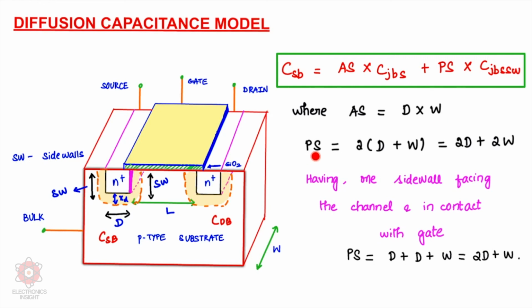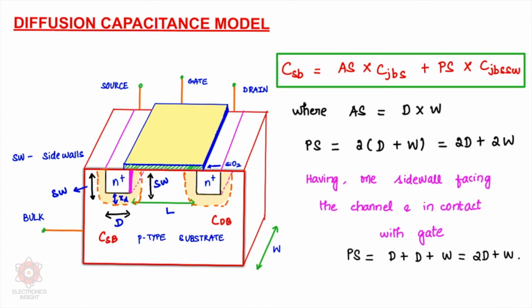For the perimeter calculation, this looks like a square or a rectangle, whichever we want to consider. Perimeter is always the sum of all the 4 sides. Here the 4th side is the top of the source. So it is D plus D, and we have to add the side wall lengths also. These side walls are in terms of width, so that is represented as W. So you have 2D plus 2W. When you take 2 in common, we have 2 times D plus W. This is when you consider both the side walls.